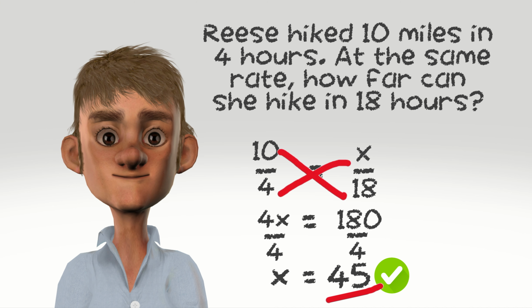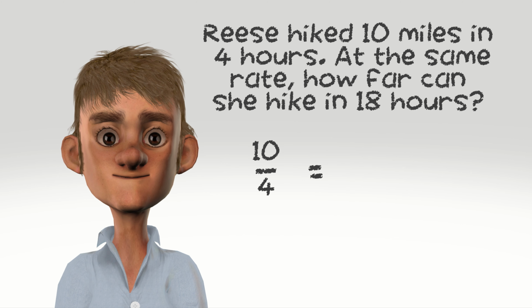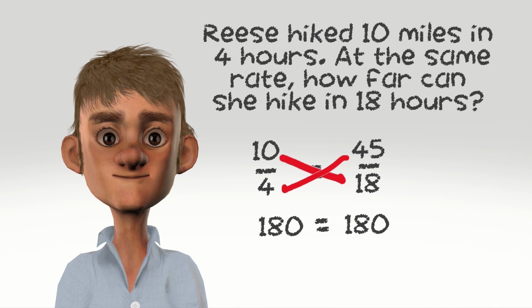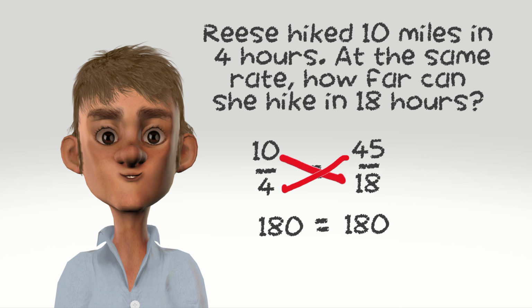Now to check our work, let's cross-multiply. 10 over 4 is equal to 45 over 18. 10 times 18 is 180, and 45 times 4 is also 180. So, the solution is correct.